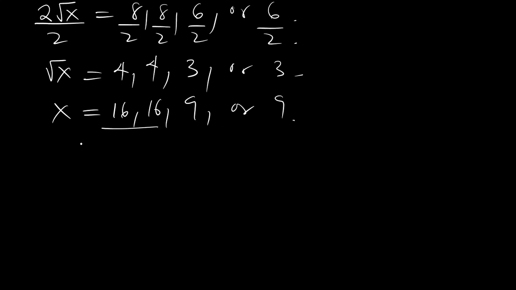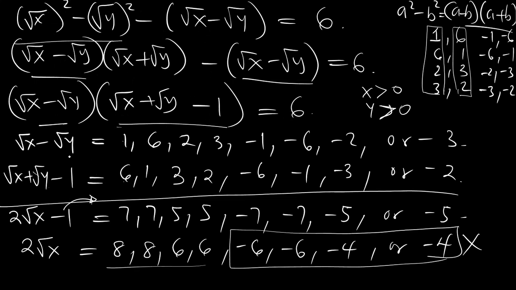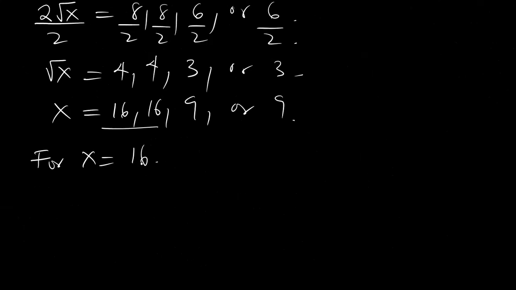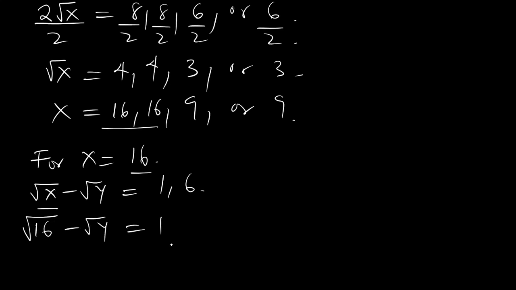So now for x equal to 16, we have these to be these two, because that is the position. So 1 and 6. So for x equal to 16, the square root of x minus the square root of y is equal to 1 and 6. Now if you put 16 into this equation, the square root of 16 minus the square root of y equal to 1 and 6. So this is 4 minus the square root of y equal to 1, comma 6.